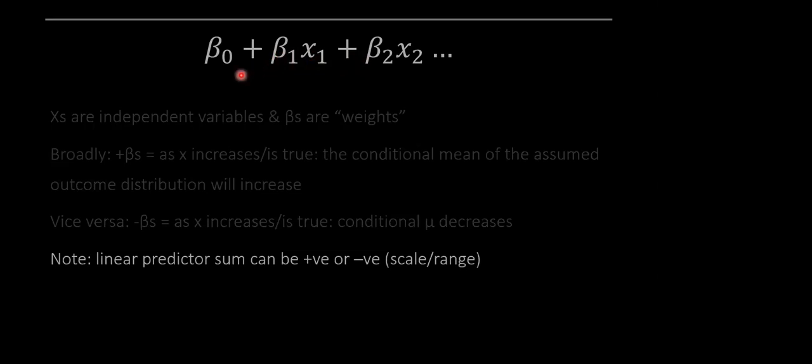Now, one thing to note is that this linear predictor is just a simple linear sum. Each coefficient multiplies the value of the independent variable, and then we just sum it all up. So that linear predictor can range from any negative value to any positive value. Its scale is the real numbers from negative infinity to positive infinity. That's a key thing to bear in mind that we'll come back to in a moment.